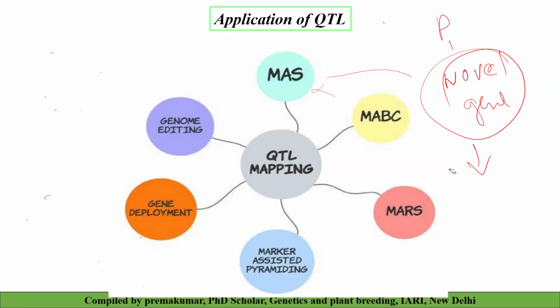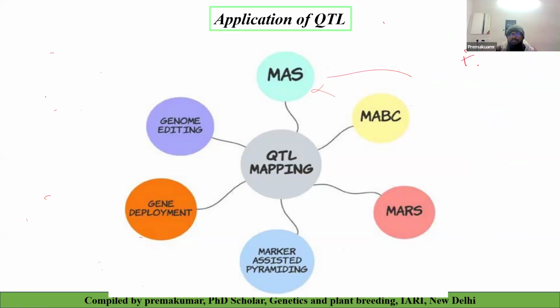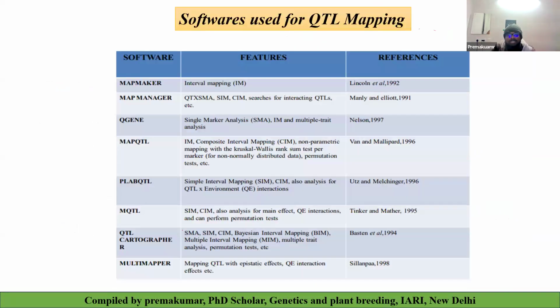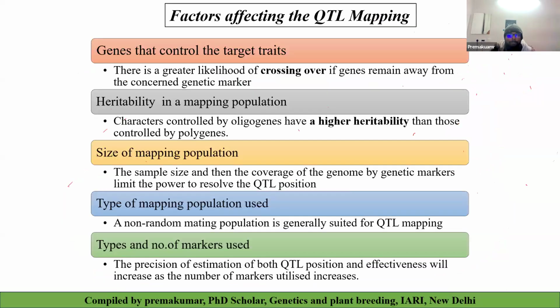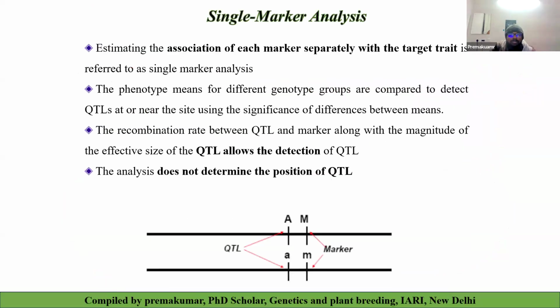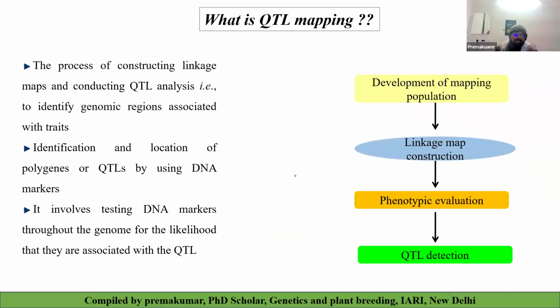Sir, which type of population did you use in your work? I used F2 derived F3 population. This is the application of QTL, QTL confirmation, QTL validation, QTL hotspot. Okay. I hope you got what QTL mapping is and the different QTL mapping methods.